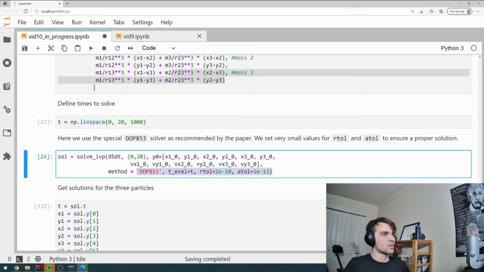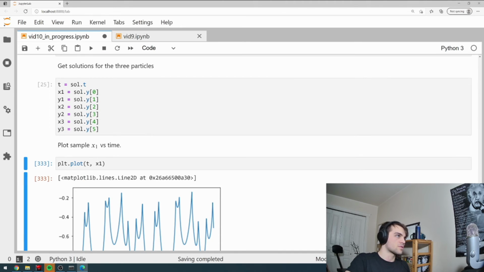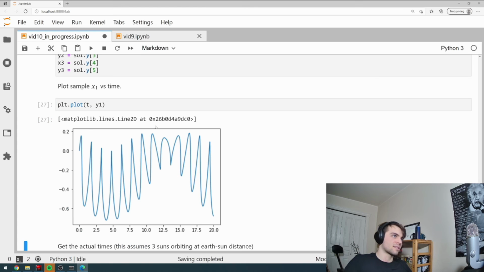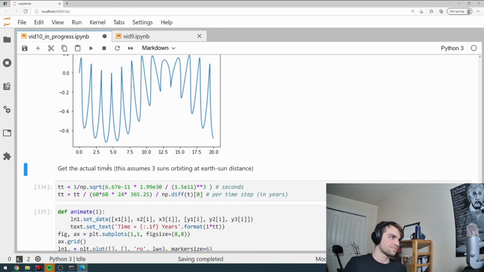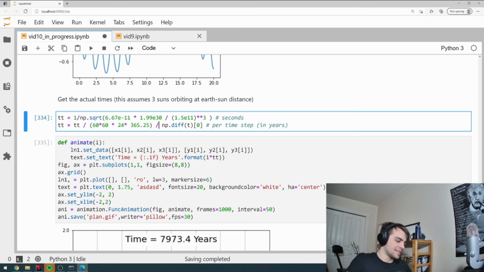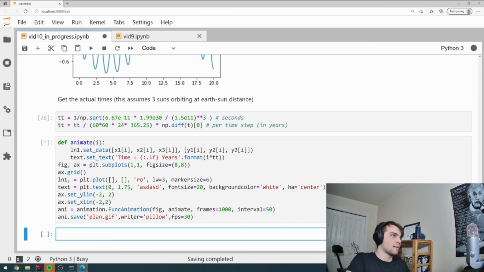So we can solve this system. I use the proper solver and I set these values really low. And we get solutions for the three particles. And so I can plot T versus X1, and you see that there's a periodic thing going on here. And I can also plot, for example, Y1, this is like the mass 1. And you'll get this periodic thing that sort of repeats over and over. And I've only solved for the first little bit here. Now we're going to get the actual times here. This should be a multiplication here. Now we solve for the actual times and we can make an animation.